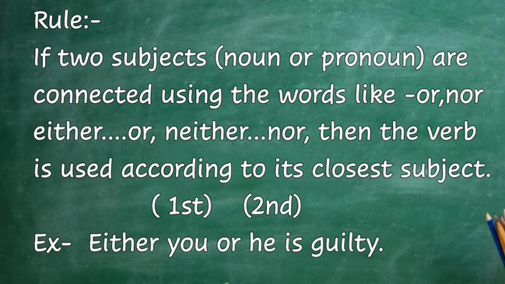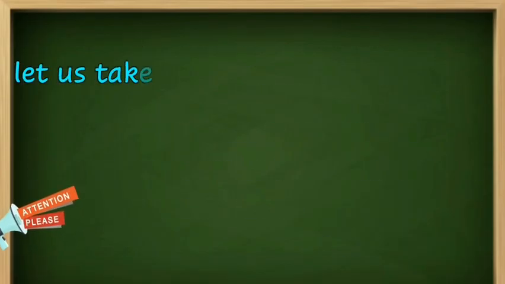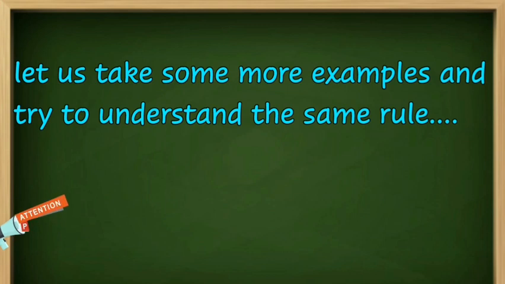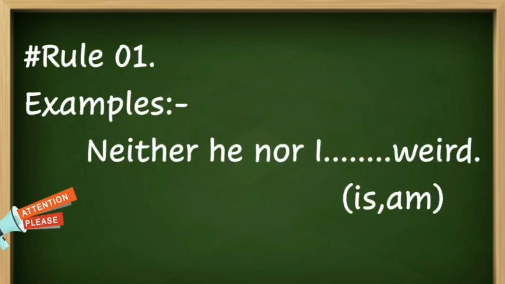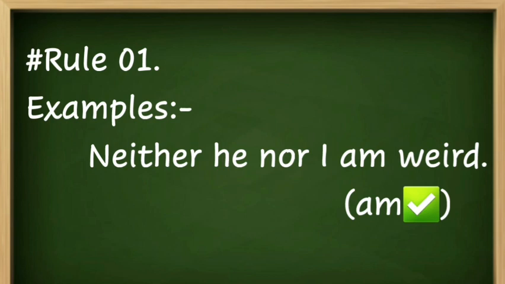Now we can understand the same rule with some more examples. The next example says: neither he nor I dash guilty. Now it's quite evident that my second subject is I, which is close to the fill in the blank. So instead of using are or is, we should be using am here. So neither he nor I am guilty.